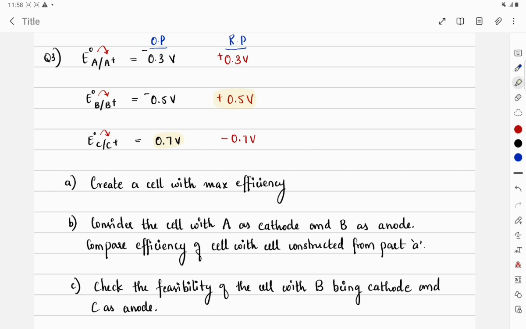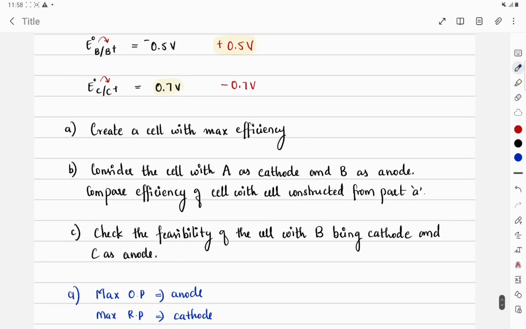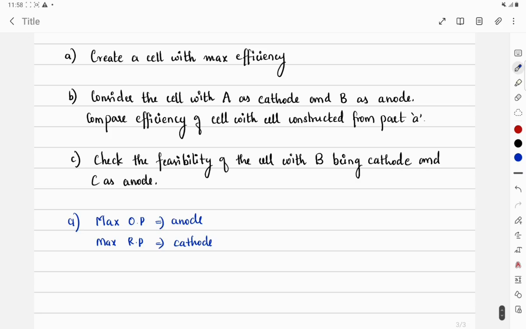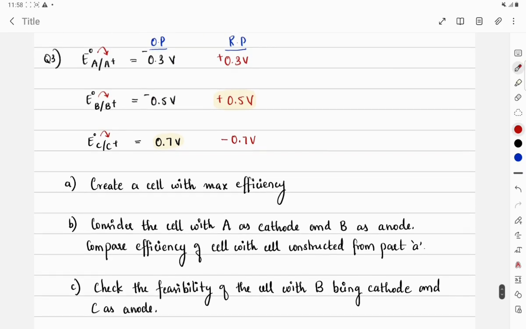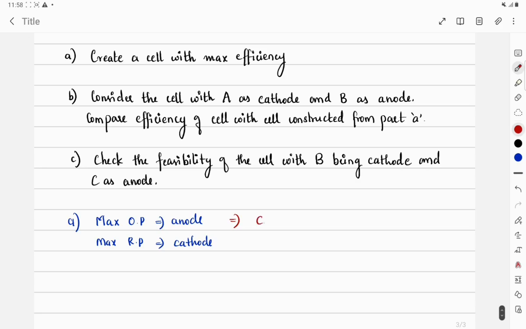So a cell which will have electrode C as its anode and electrode B as its cathode will be the cell with maximum efficiency. Which means here we have to choose the anode as C, electrode C, and the cathode as electrode B. Okay, so let's check its efficiency also.